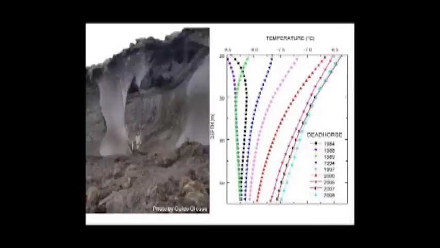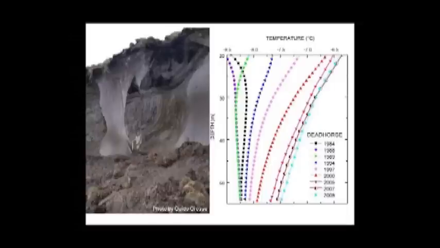So now we can compare present-day conditions and, if these measurements are continued, future conditions, to see how permafrost behaves and where it's going. And this is just one example, one borehole at Deadhorse. It's one of the northern boreholes in this transect. This record was started by Tom in the early 80s.